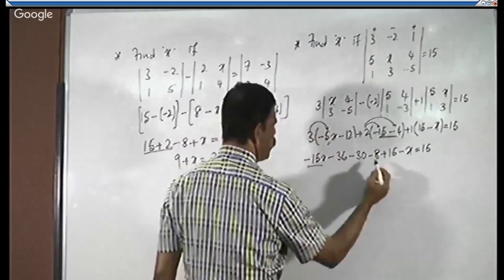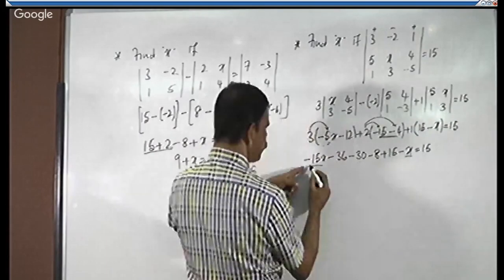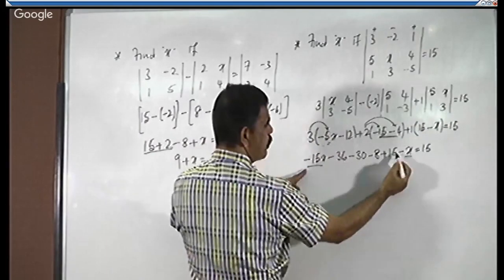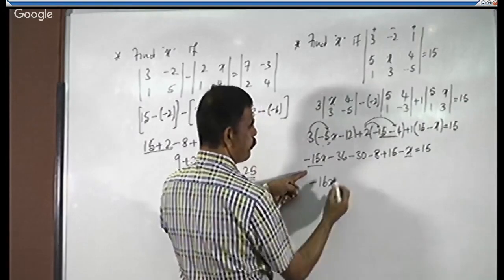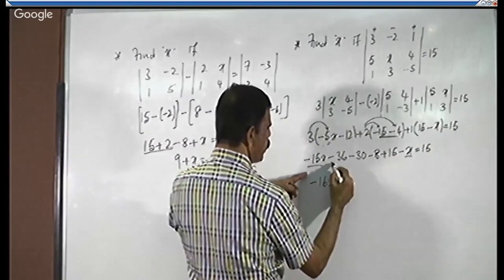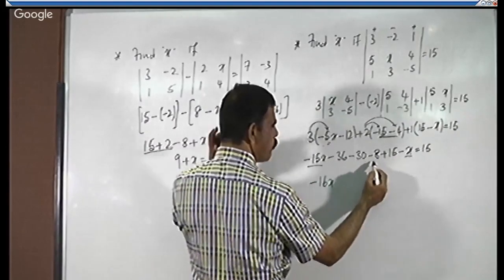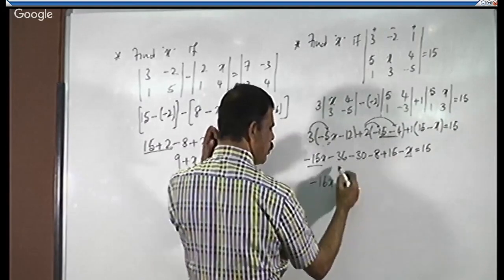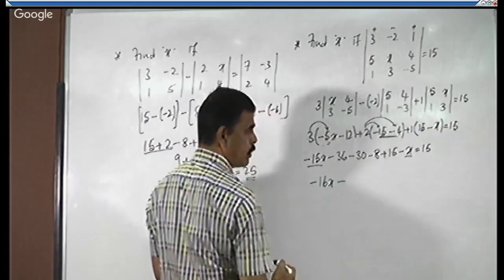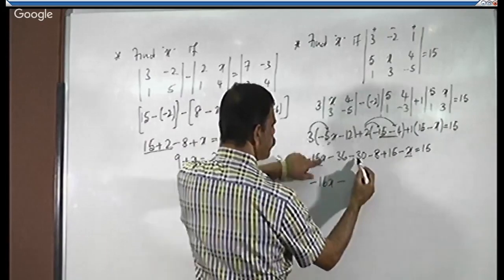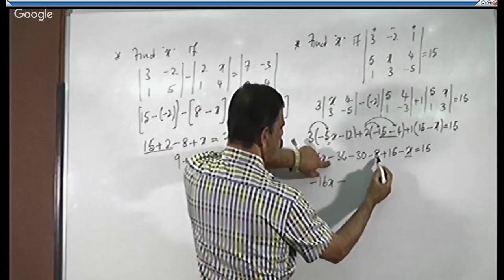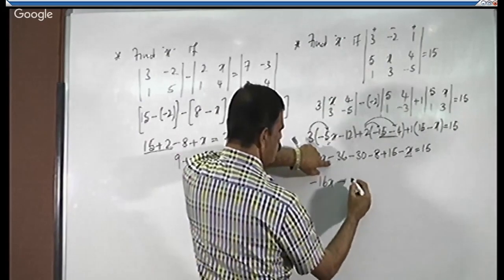Here we have two x terms. One is minus 15x, the other one is minus x. Add them, minus 16x. See the other numbers, minus 36, minus 30, minus 8. It is what? All the negative numbers, you take their simplification. Minus 36, minus 30, minus 66. 66 minus 4, 74.